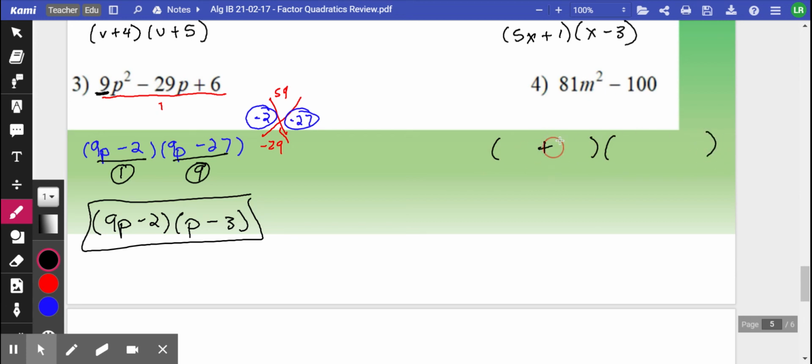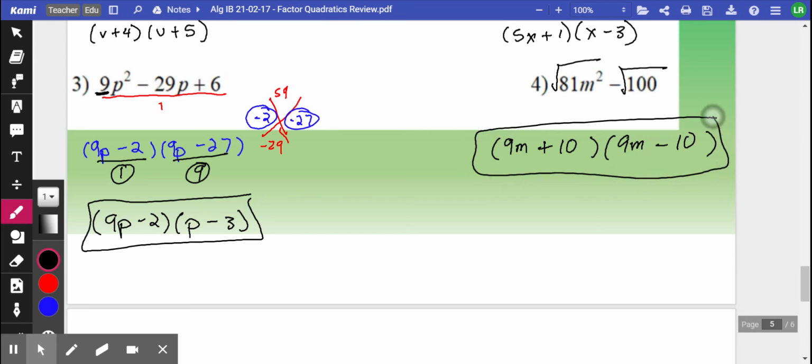Remember, one of them has to be plus in the middle, one of them has to be minus, and we just use our square roots. Square root of 81m squared is 9m. Square root of 100 is 10. And I'm done. Bada bing, bada boom. That's difference of squares. Okay.